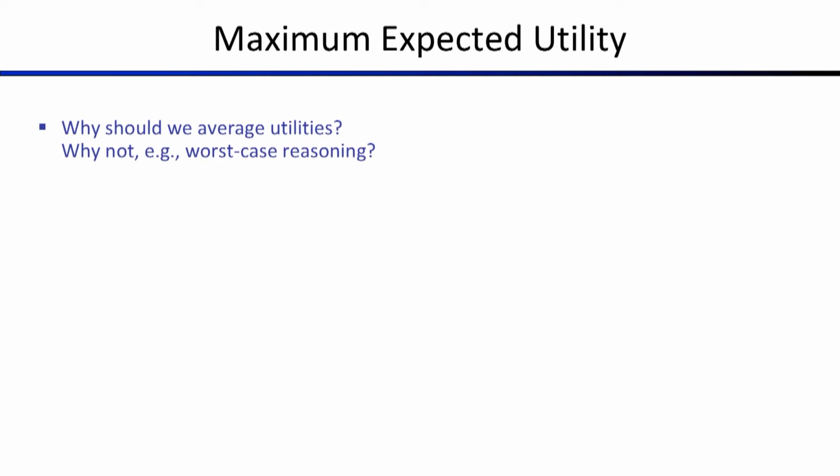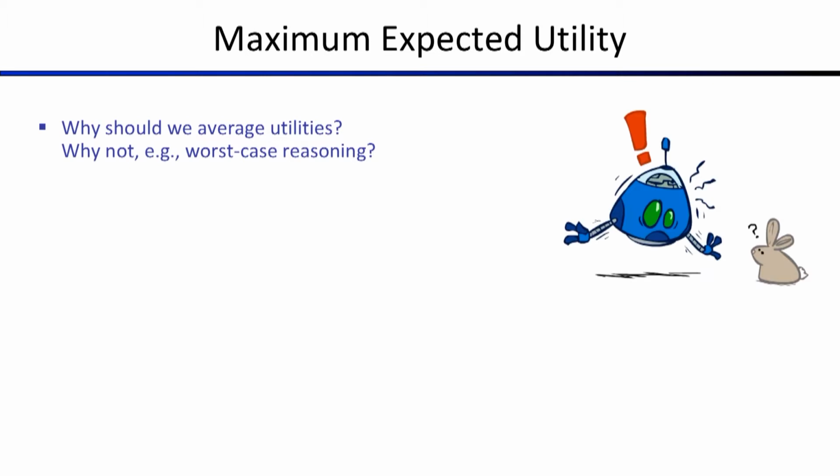You could ask yourself the question, why should we even average utilities? It's another thing you could do. You could say, maybe I should reason about worst case. What's the worst case scenario that could happen to me under a certain policy? And then pick a policy such that the worst case is the best among all worst cases I could have by choosing across policies. That has its issues, though.